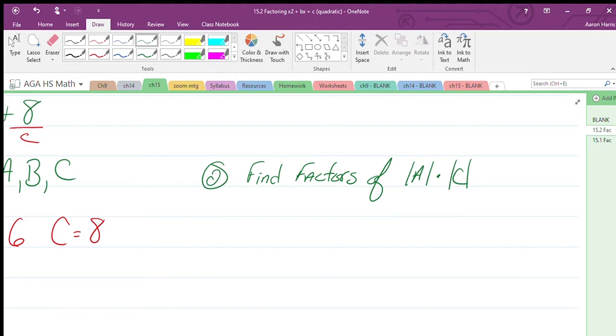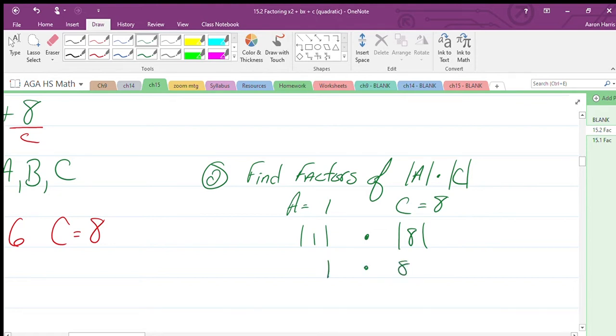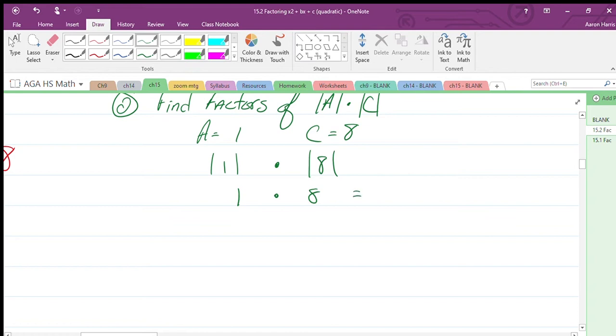Okay. So we just said that A is equal to 1. We said C is equal to 8. Now the absolute value of 1 and the absolute value of 8 really just says 1 times 8. Okay? So what is 1 times 8? 8. Now, we are going to find a list. We're not going to do the factor tree. We're going to list all of the factors that go into 8.